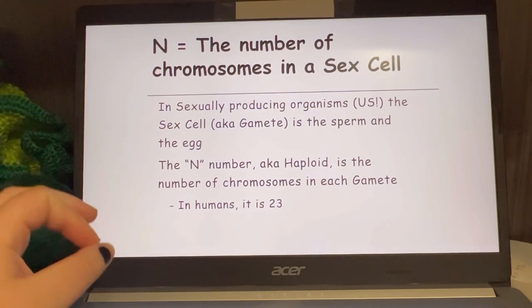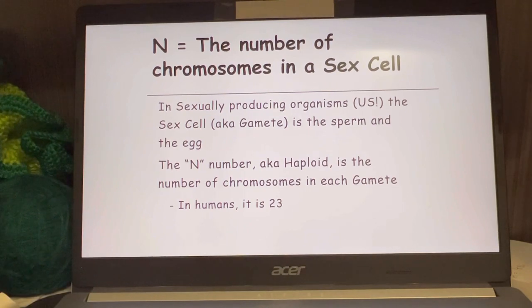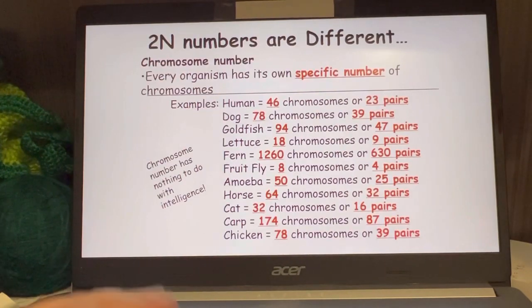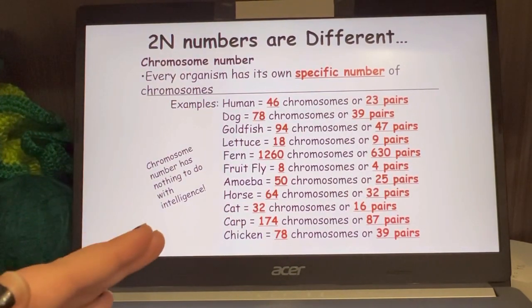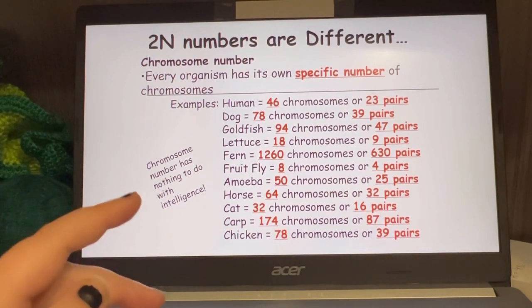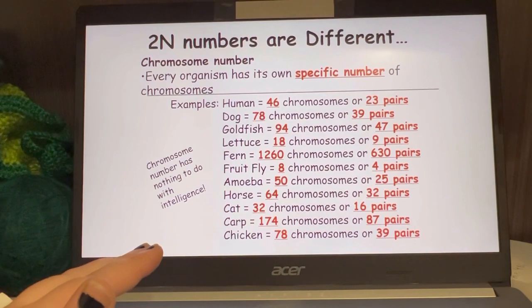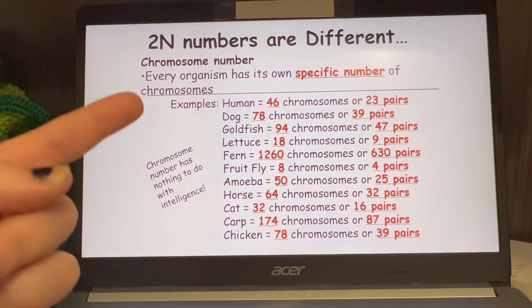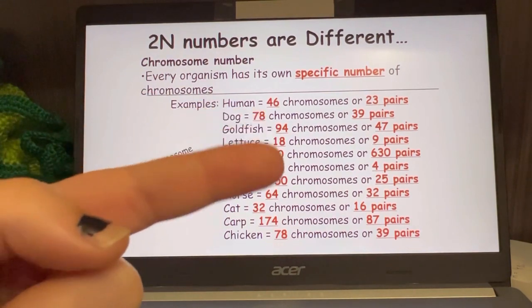Each animal has their own individual amount. That's what makes them all different. Alright. 2N numbers are different. Every organism has its own specific number of chromosomes. So chromosome number has nothing to do with intelligence. There is no linkage between the two. So we have 46 chromosomes or 23 pairs.